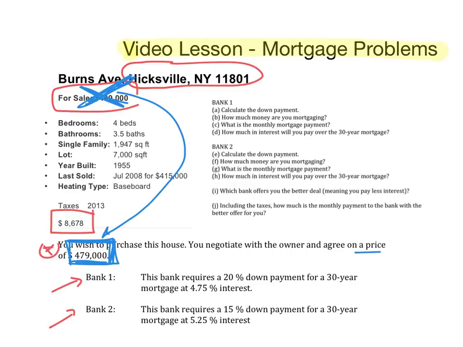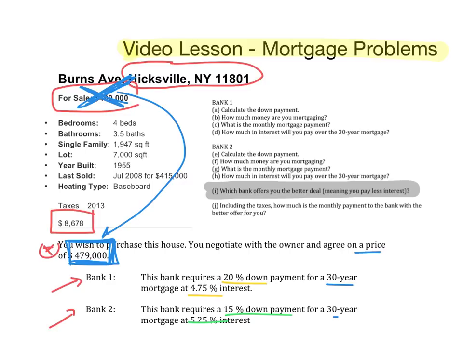Both are for 30 years. Bank 1 requires a 20% down payment with a 4.75% interest rate. Bank 2, a 15% down payment with a 5.25% interest rate. And what we need to do is figure out which of the two banks offers us the better deal. Which of the two banks has you paying less interest over the 30-year mortgage.